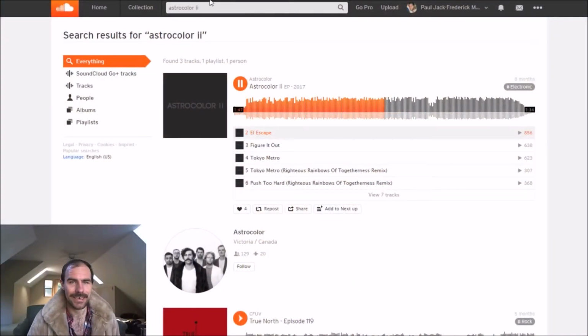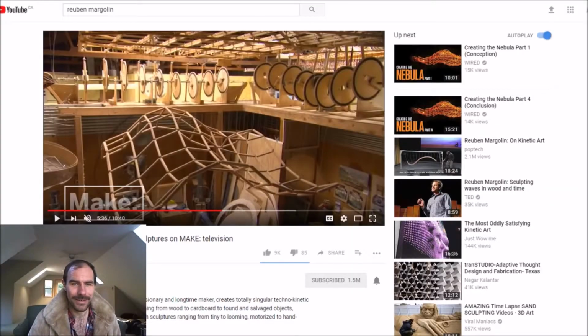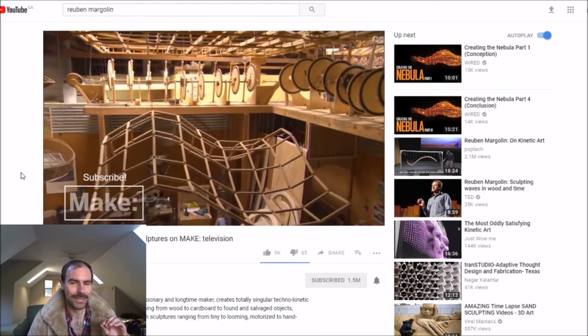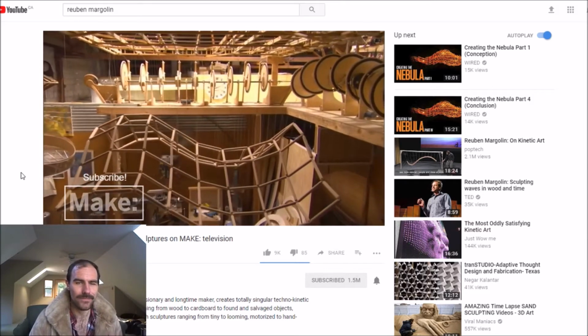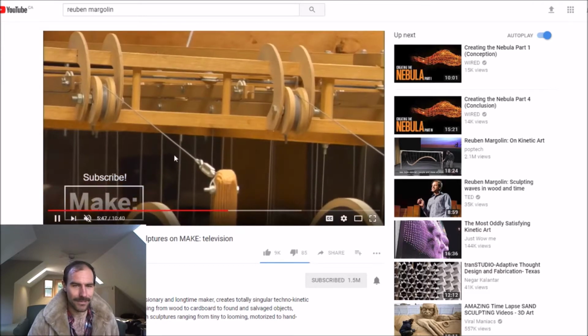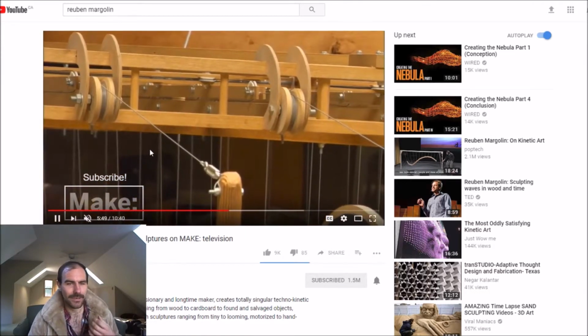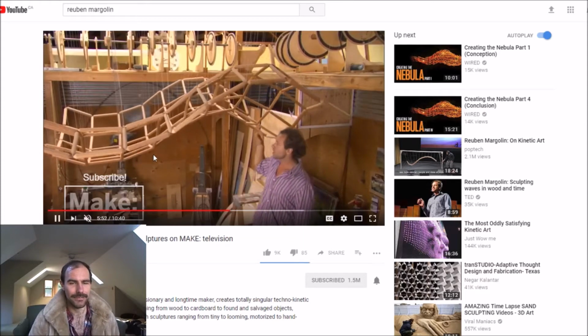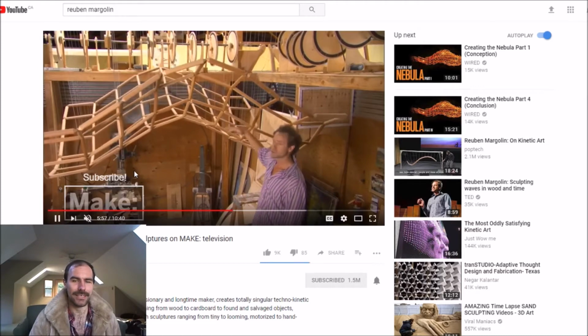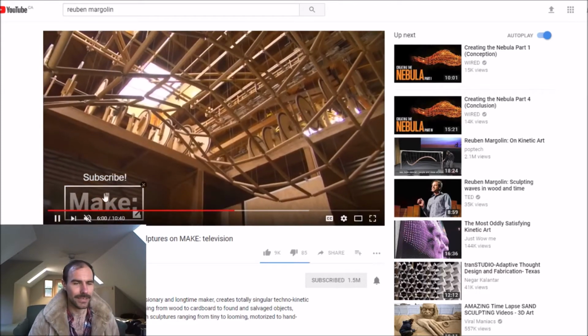For about 10 years now, I've been following various kinetic artists, and the first one that I saw was Mr. Ruben Margolin. Beautiful work that he does. He tries to mimic natural waveforms with his mechanisms. And this is a beautiful representation of that. Very complex, involving lots of gears and pulleys. The end result being these gorgeous, natural-looking waves. And he was sort of my introduction to kinetic art in general.